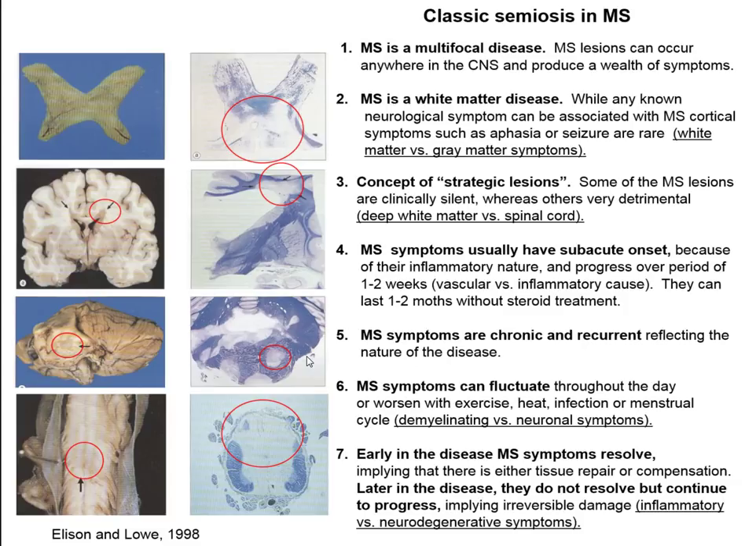Multiple sclerosis symptoms usually have a subacute onset. Because of their inflammatory nature, they tend to progress over a period of a couple weeks and then can last 1 to 2 months if they are not treated.